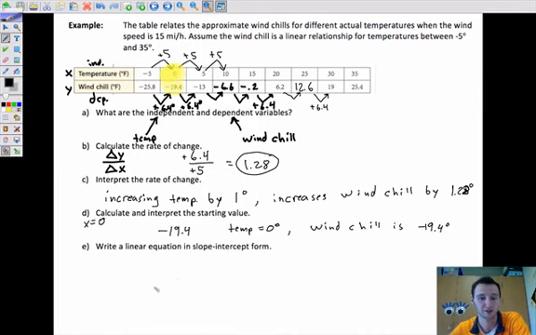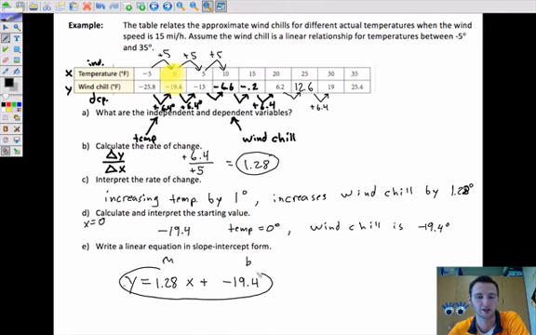So we can take our slope and our starting value and write a linear equation from it. And this is going to be a y equals mx plus b type equation. M is the slope, or rate of change, which in this case was 1.28. And b was the starting value, which was negative 19.4. So you just plug them into the y equals mx plus b equation. And that is the equation that models this relationship.